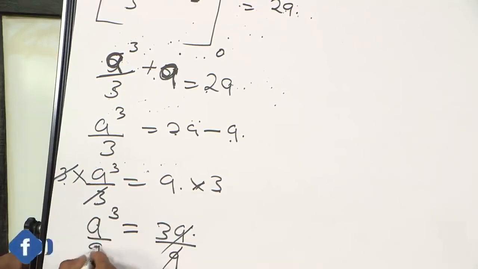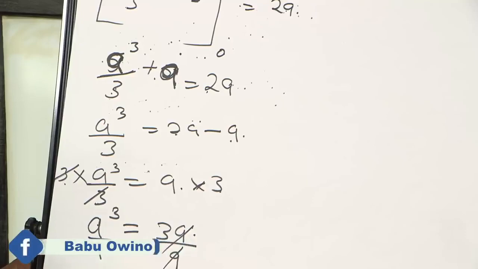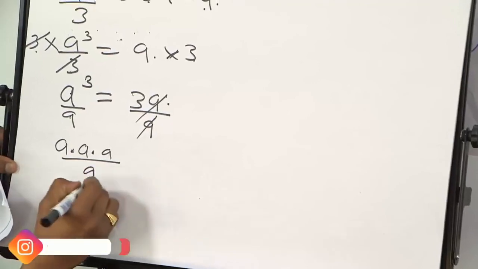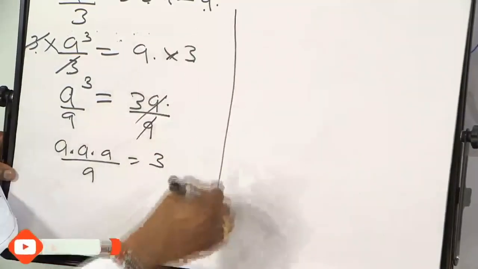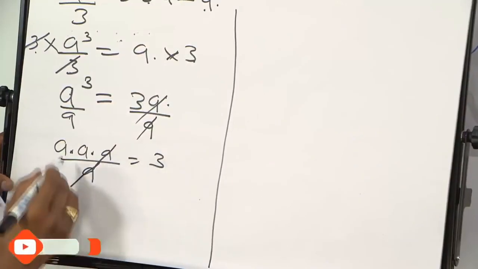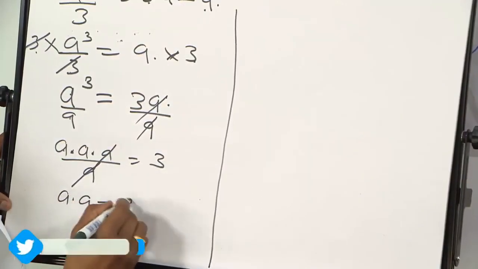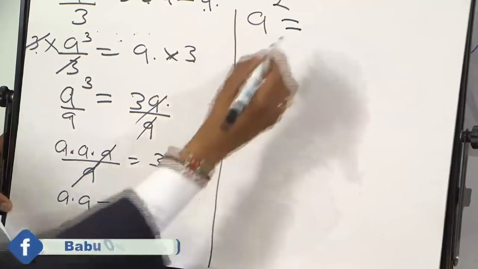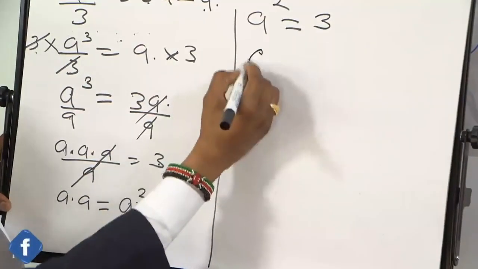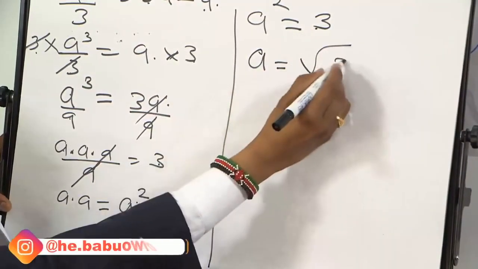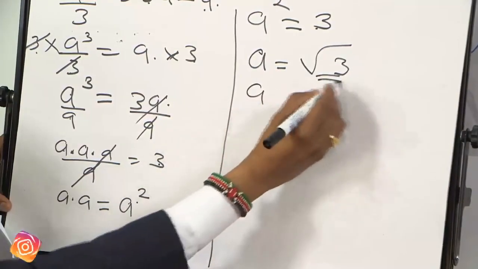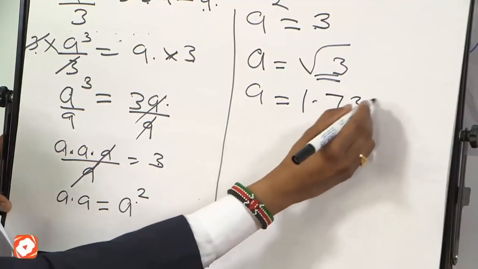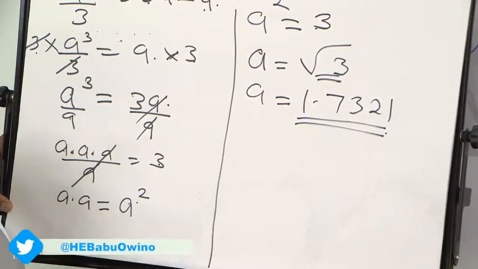A raised to power 3 is like saying a times a times a. When I put a dot it means times. a times a times a, divided by a, equals 3. So from here, a can cancel 1a. Then you remain with a times a, which can be written as a squared. So a squared equals 3. If you want to find the value of a, you find the square root of 3. So a is root 3, and the square root of 3 is 1.7321 from your calculator. That is the answer.